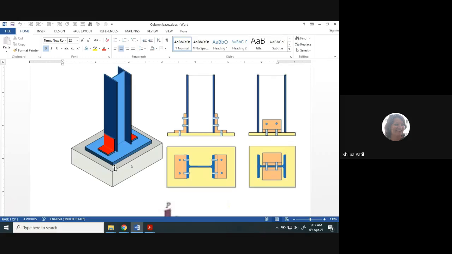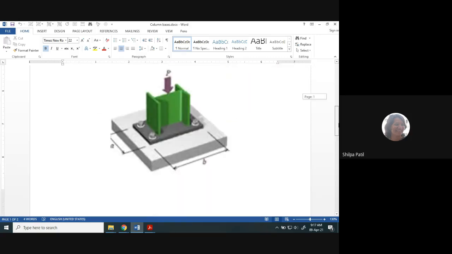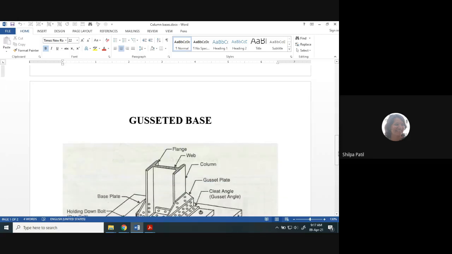Okay, so if the load acting on the column goes on increasing, the dimension required for this base plate will go on increasing. Especially dimension means the thickness of the base plate. So to avoid the increase in the dimension of the base plate, many times additional plates are provided in between the cleat angle and column, vertically, and those plates are called the gusset plate, and hence it gives rise to the second type of the column base, that is the gusseted base.